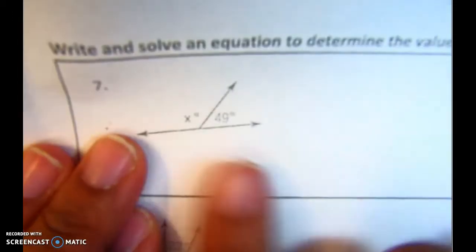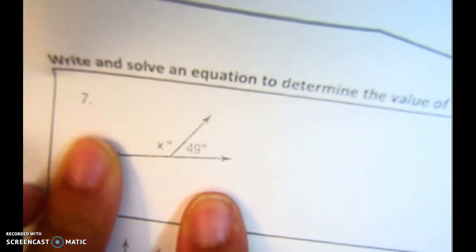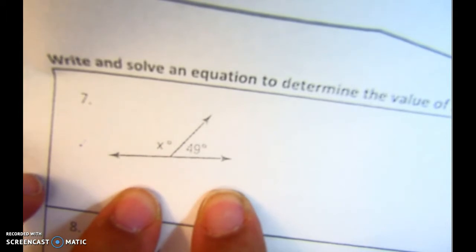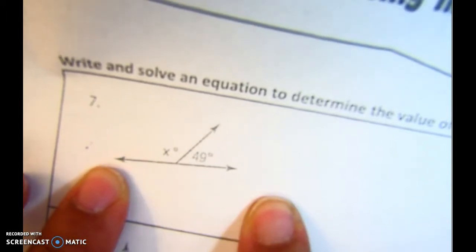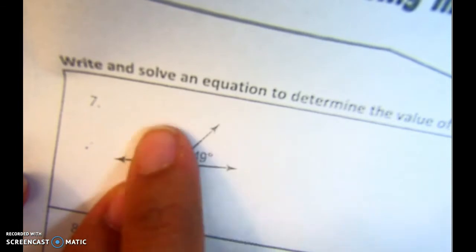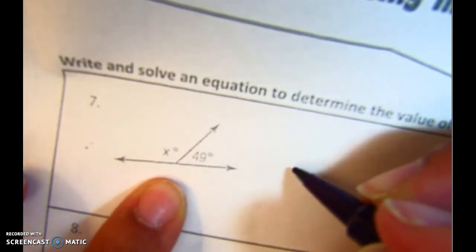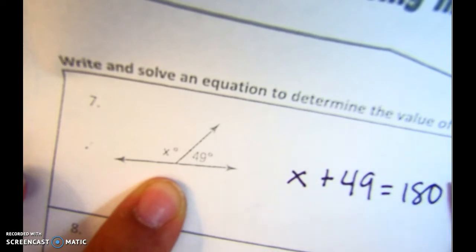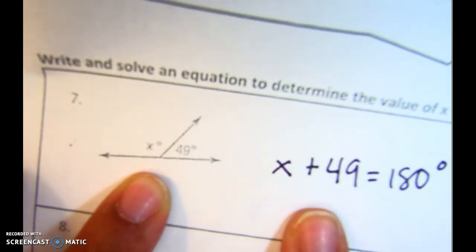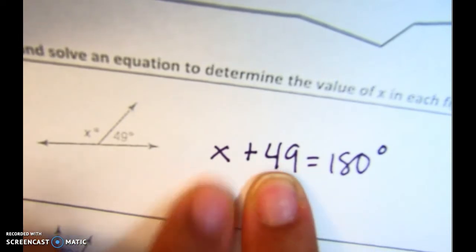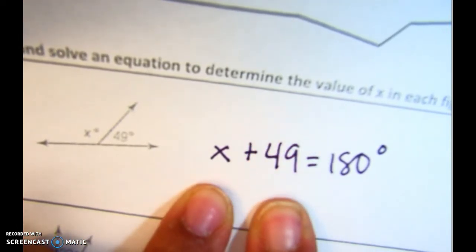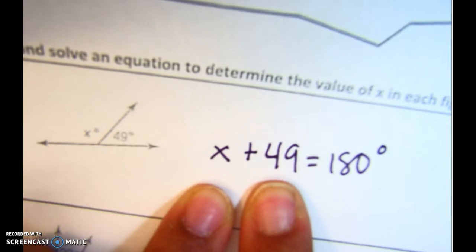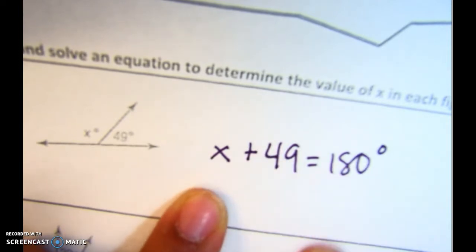On this side, you're going to write an equation to determine the value of x in each figure. First you have to understand what the relationship is here. It's a straight line. It's going to make 180 degrees, so these are supplementary. So I have to know that x plus 49 is going to equal 180 degrees. If I know how to solve an equation, I know how to find x. I have to do the inverse operation. I have to undo adding 49 by subtracting 49 from both sides to find x.